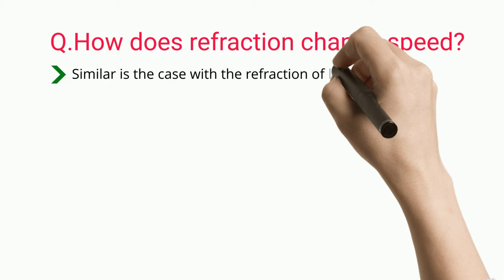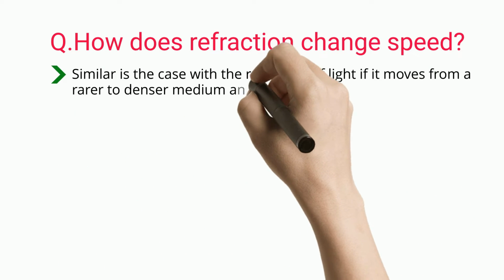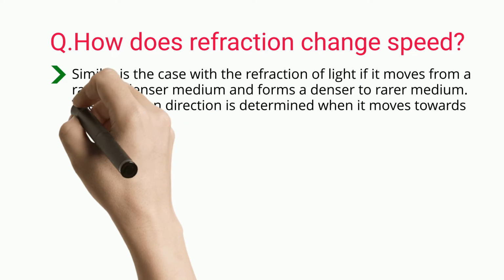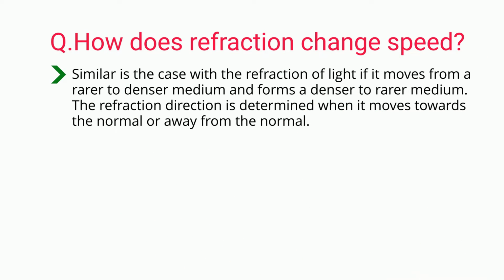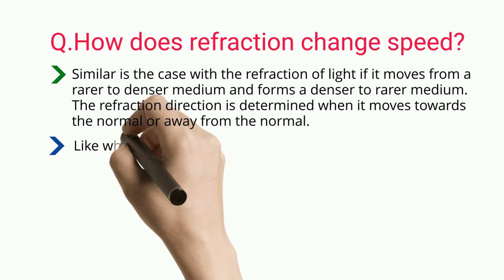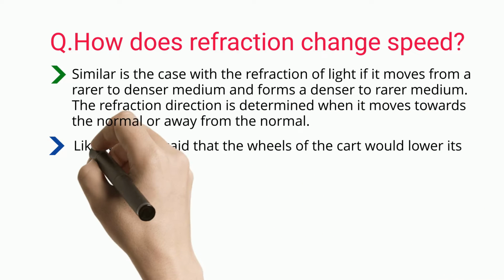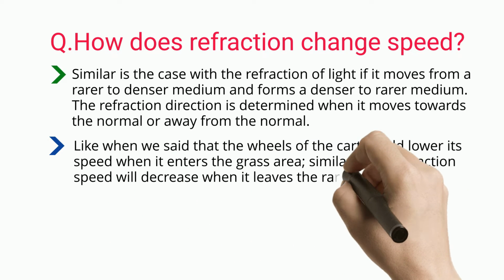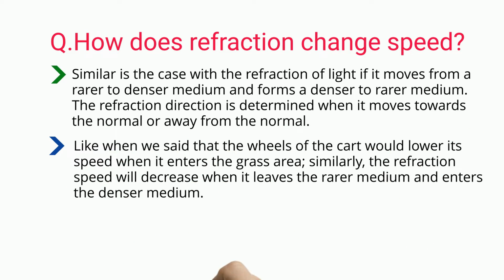Similar is the case with the refraction of light if it moves from a rarer to a denser medium and from a denser to a rarer medium. The refraction direction is determined when it moves towards the normal or away from the normal. Like when we said that the wheels of the cart would lower its speed when it enters the grass area, similarly, the refraction speed will decrease when it leaves the rarer medium and enters the denser medium.